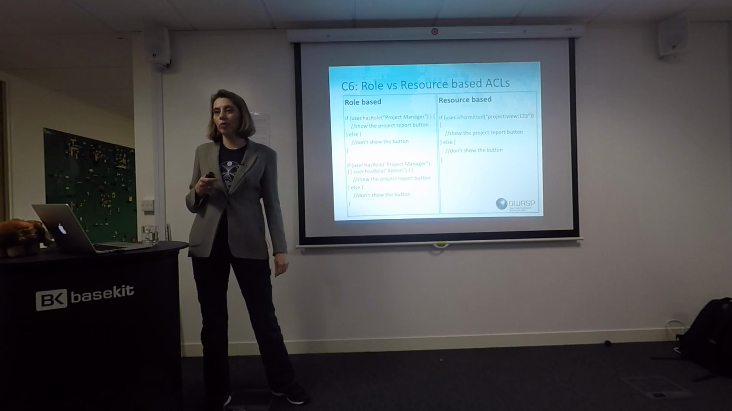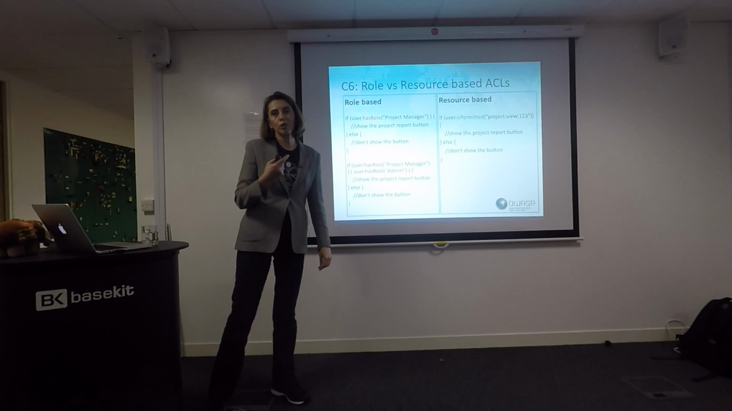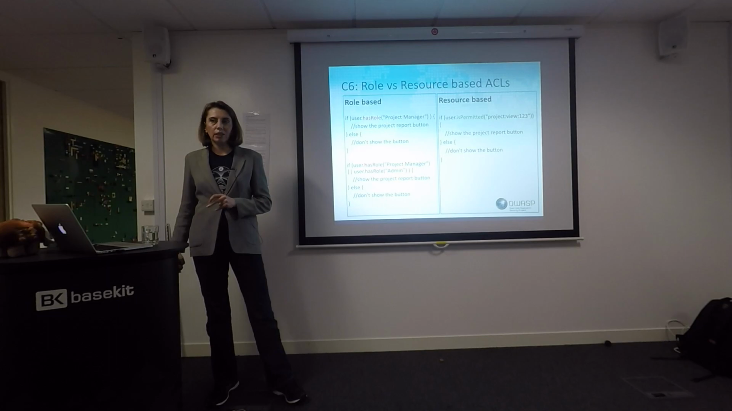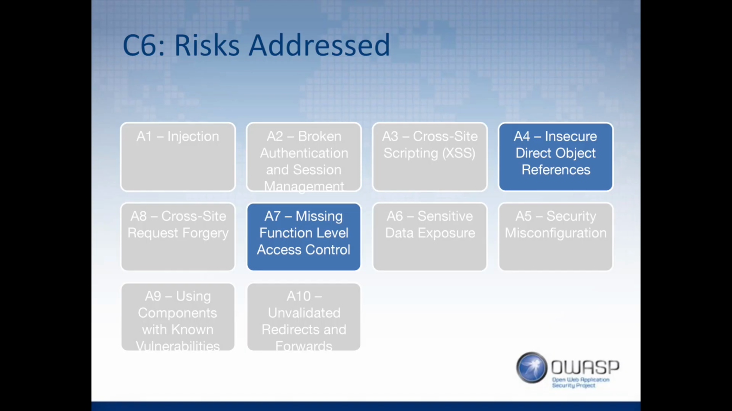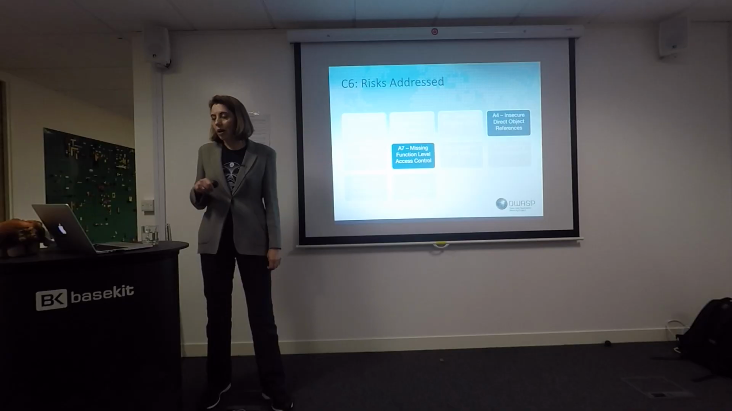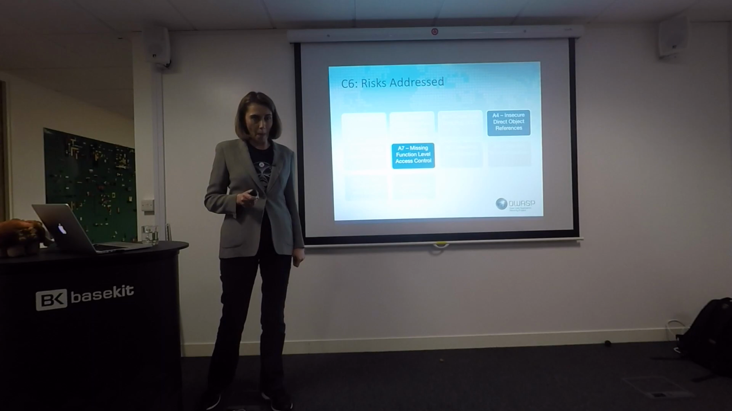The other way to do it is to have resource-based access controls, where you decouple your users and roles and store them in the database, and all you are interested in is, do I have the right permission to access this resource? So implementing appropriate access controls can help to prevent insecure direct object reference and missing function level access control. What about the data?